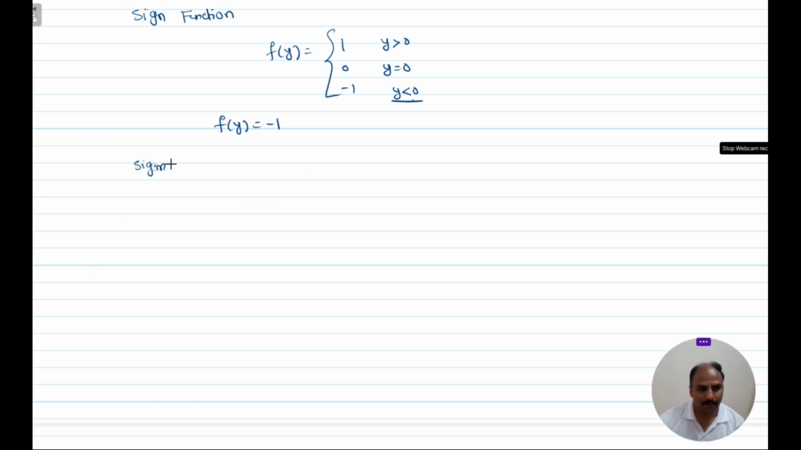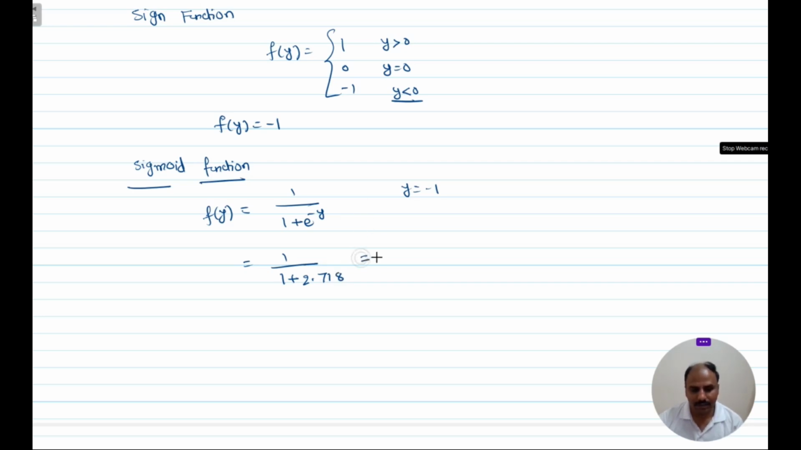Now the next one is the sigmoid function. What is the formula? f of y is equal to 1 by 1 plus e to the power of minus y. Here y is equal to minus 1, so therefore 1 by 1 plus e, where e stands for 2.718. This will give you the answer, which I have already calculated as 0.268. This is the activation function output if I am using sigmoid.